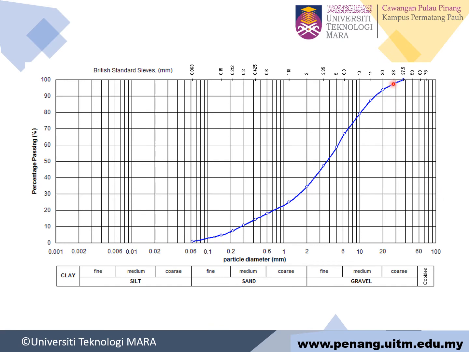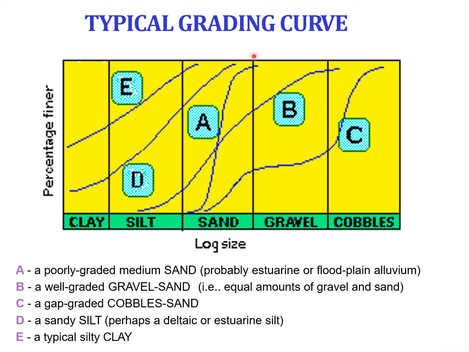Okay, from the example just now, you will plot the graph. So you get something like this, right? Based on percentage passing versus particle diameter. This one is a typical grading curve.